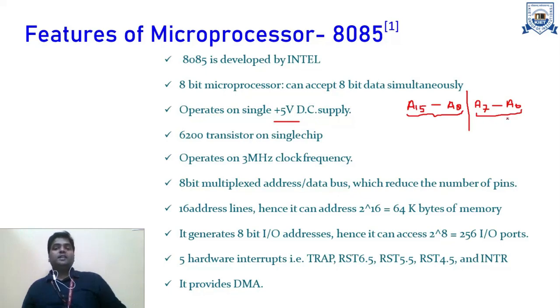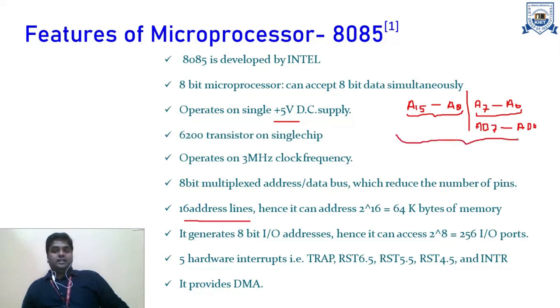So this 8-bit information will be considered as an address line for a particular time, and at another time it will be considered as a data line. That's why this is represented as AD7 to AD0, because it contains address as well as data. So this is the 8-bit multiplexed address and data bus. The next one is the 16 address lines.